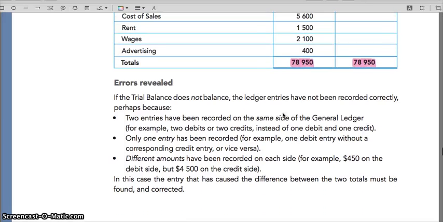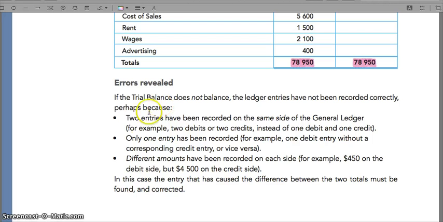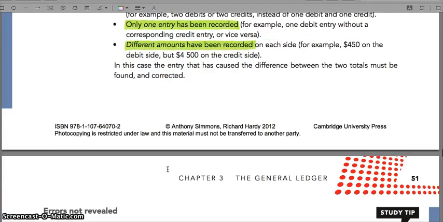So these are some of the errors that get revealed by using a trial balance. If two entries have been recorded on the same side of the ledger account, so two debits or two credits, only one entry might have been recorded, or different amounts may have been recorded. So a really good way of revealing errors from that perspective.